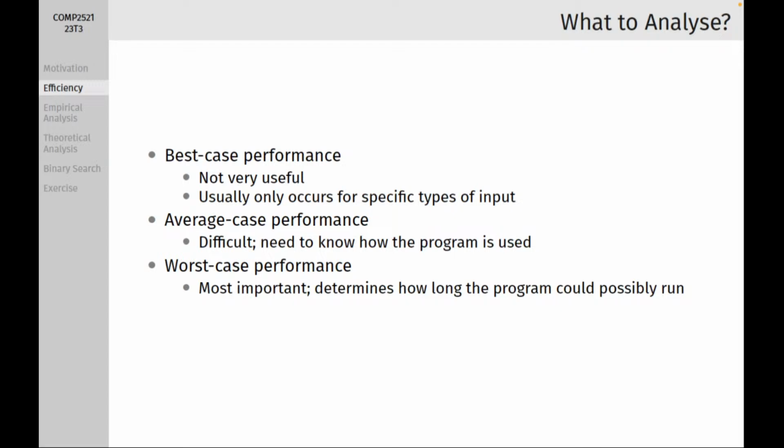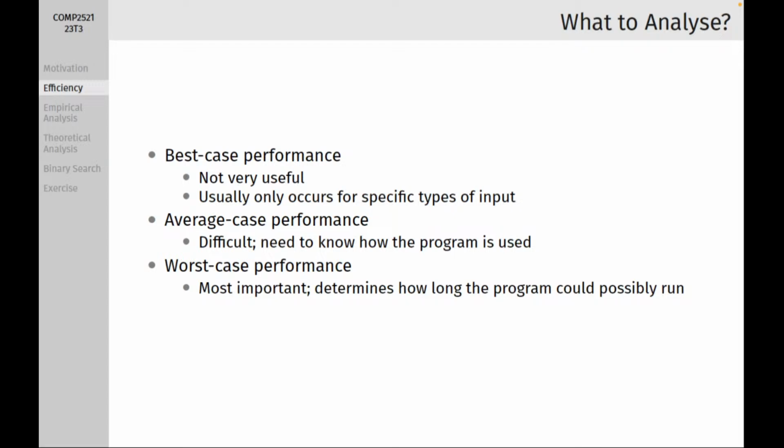What is the longest amount of time that the program could possibly take? Right? And this is the most important type of case to analyze, right? Because it determines how long your program could run. And if you have a time constraint that says your program shouldn't run longer than this amount of time, and in the worst case it could, then you might not want to use that algorithm.